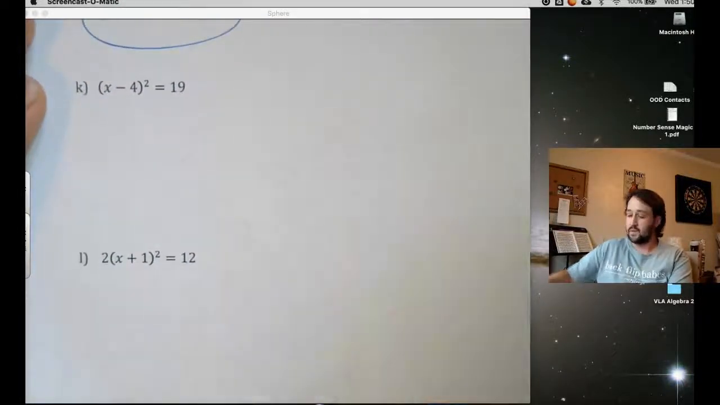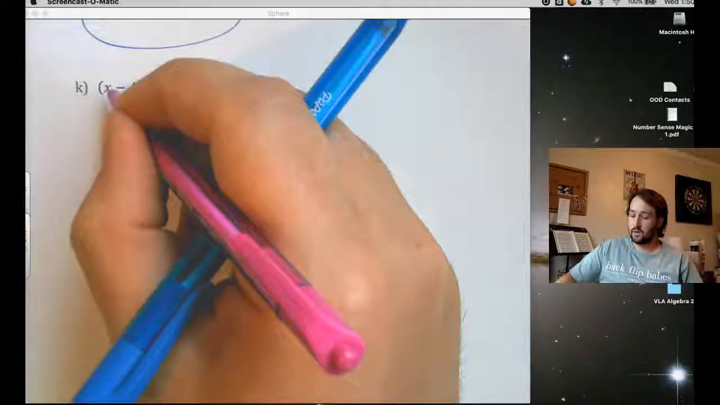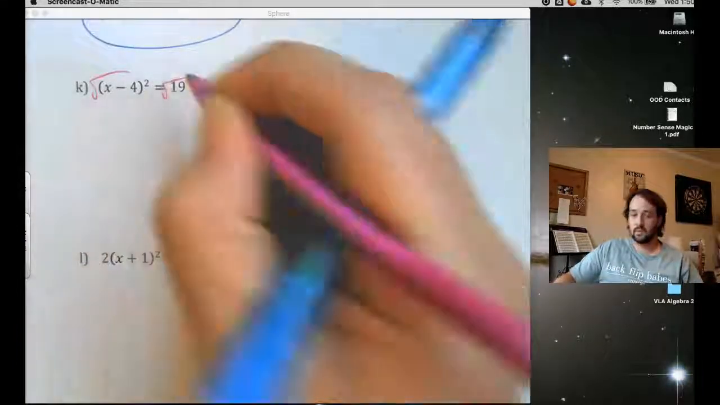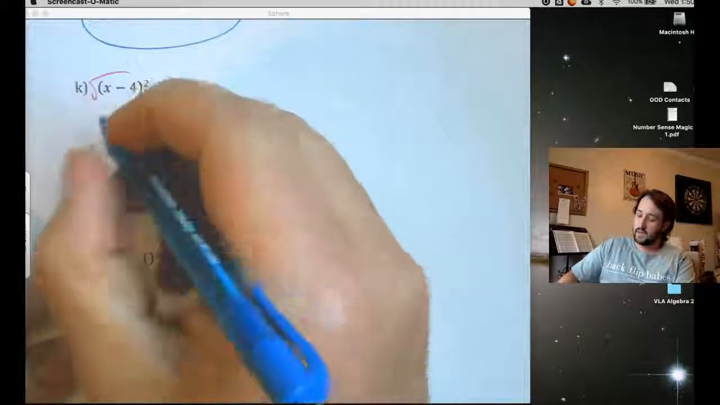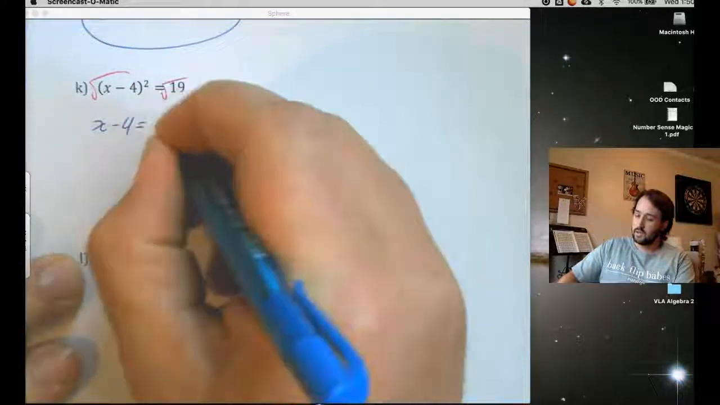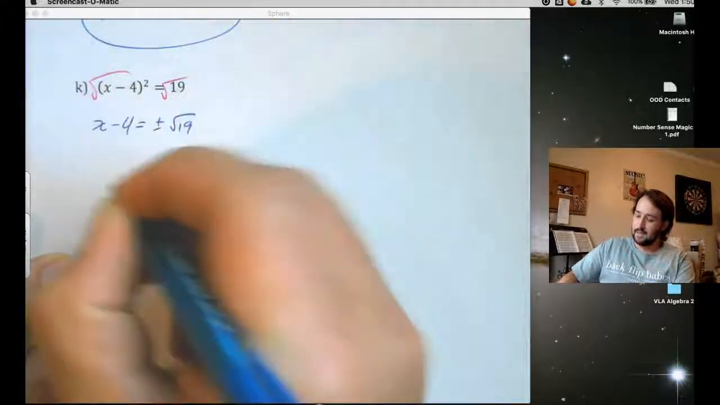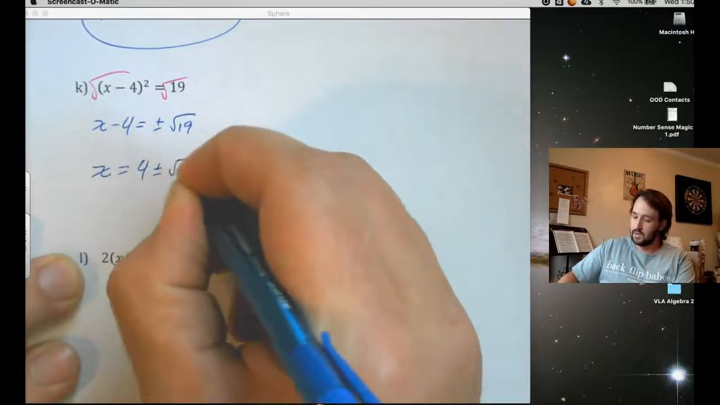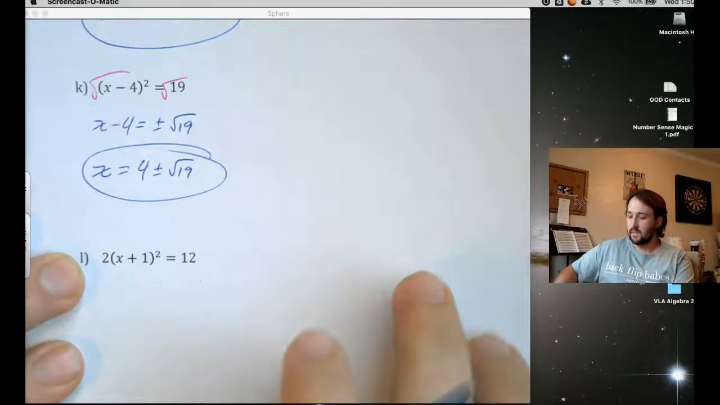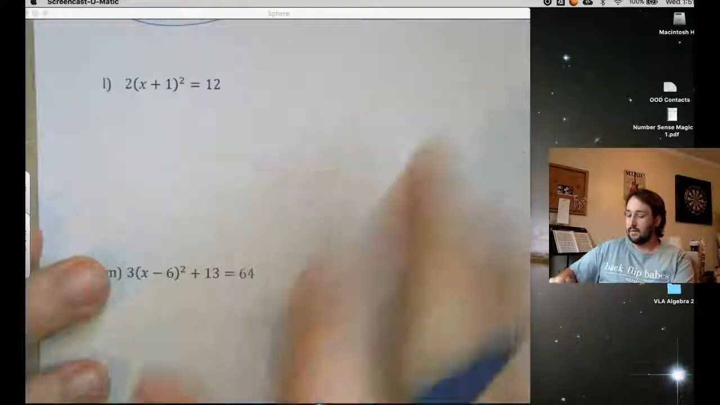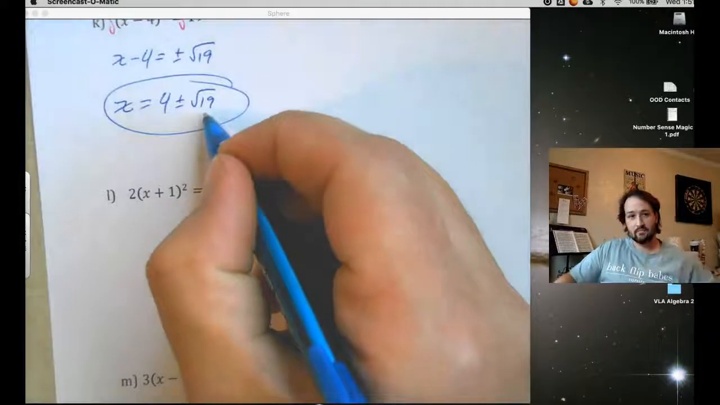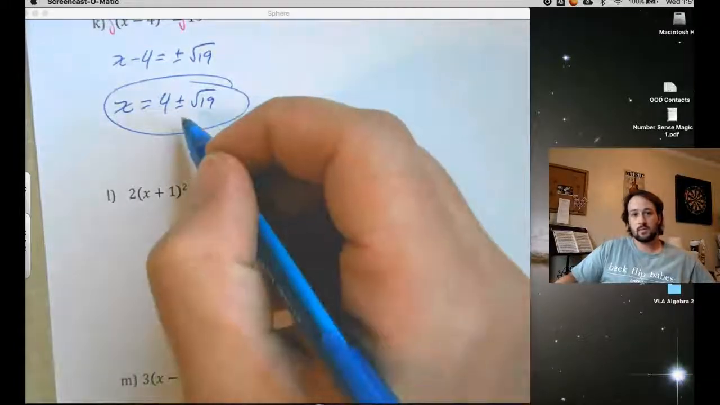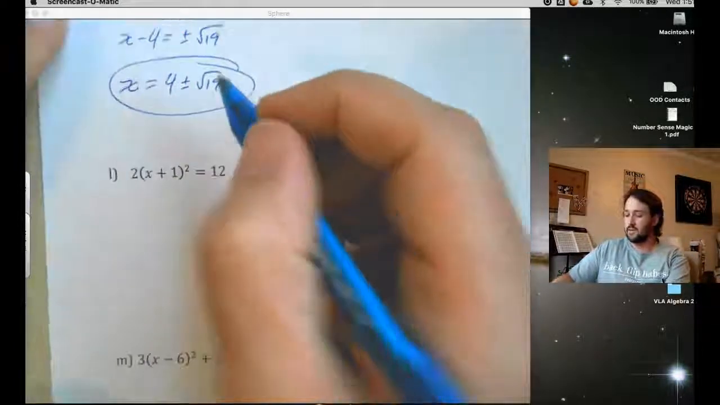All right, with this one, I have just a perfect square on this side, so I can just take the square root. Don't forget that plus or minus, so that I have x minus 4 equals plus or minus square root 19. I'm going to add that 4 over, so x equals 4 plus or minus square root 19 and be done. And 19 I can't break down. That's a prime number. Nothing multiplies to be 19, so I'm just going to leave it like that.